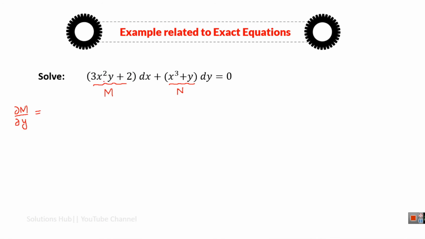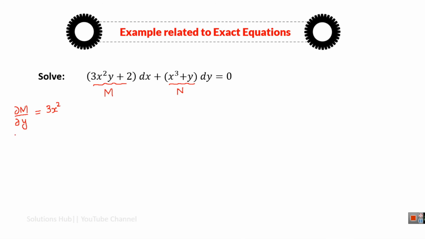So if we take the partial derivative of that particular function with respect to y, then x square and 3 will be constant. 3 is a constant, and x square is treated like a constant because we are taking the partial derivative with respect to y. So our answer will be 3x square, and the derivative of 2 will be 0.